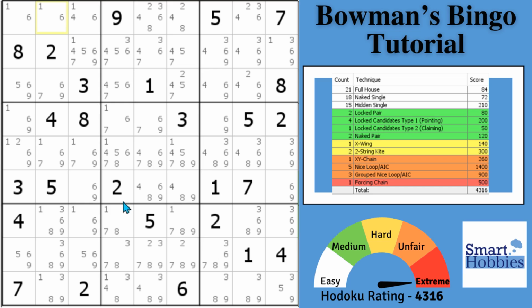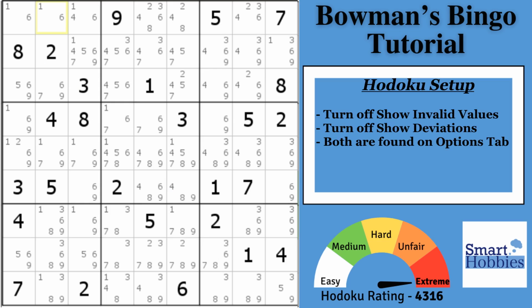All right, I'm going to simulate how much information you'd have if you did this with paper and pencil by going over here in Hodoku on the options, and I'm going to click off show invalid values and show deviations. Because if you have those turned on, as soon as we hit something that is a wrong choice, it's just going to pop up in pink and give an error message. We don't want that. You wouldn't know that if you're solving with paper and pencil. And I want to keep all the candidates showing because it's going to be a little bit easier for you to see what happens with each choice as we go along the way.